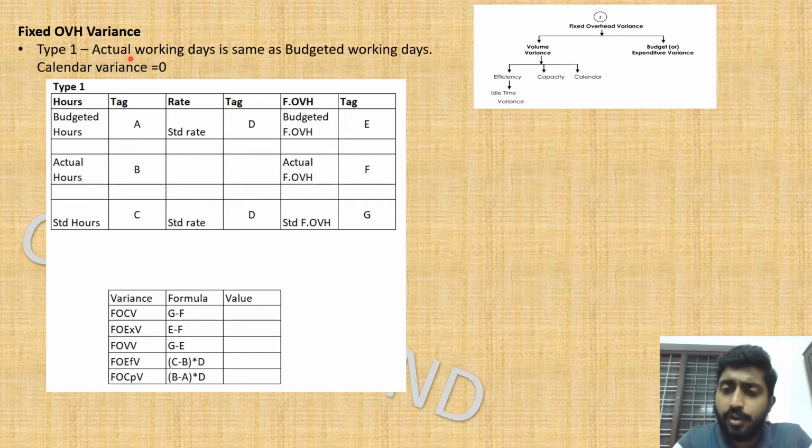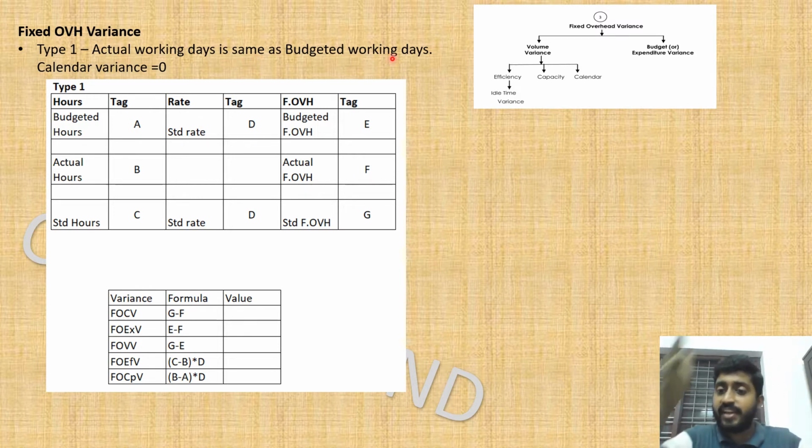So now in the fixed overhead variance problem, there are two types of problem. Problem number one, in which the budgeted working days and actual working days are same, or there is no detail about working days given. Okay, so that is what I mentioned as type 1. So what is type 1? Actual working days is same as budgeted working days. Okay, so in the question they will give the actual scenario and the budgeted scenario, in which the actual working days and budgeted working days are same, or they have not given detail about the working days itself, which means we have to assume it as same.